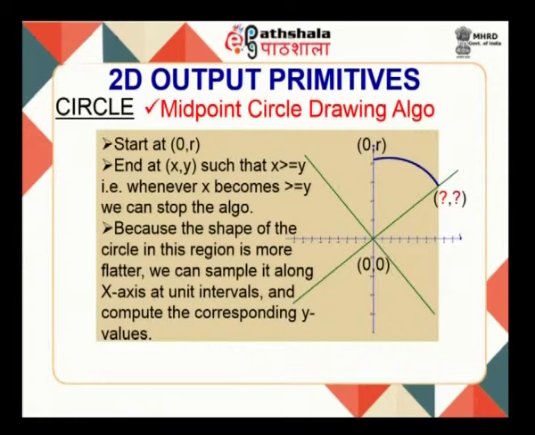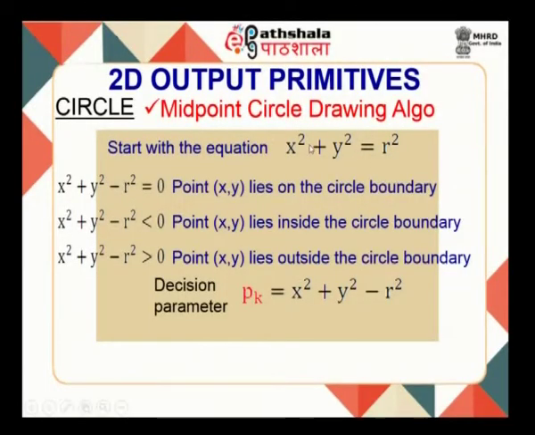So, we follow the same logic here, we use the same argument like a decision parameter again. Our aim is to find the simplest, most efficient procedure, so that we can compute points on one of the octants efficiently, and for the remaining 7 octants the points can be plotted easily without any computation. This procedure is called the midpoint circle drawing procedure.